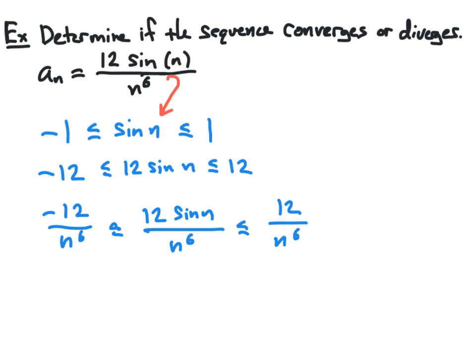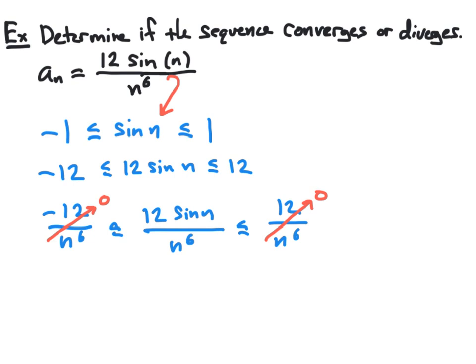And now we want to compute the limit as n goes to infinity of our first and last terms. On our first term, we have a constant negative 12 over n to the 6th. And as n gets larger and larger and larger, this term will get closer and closer to 0. The same applies for 12 over n to the 6th. As n gets large, n to the 6th gets large in the denominator, and so we have 12 over a larger and larger number, and those approach 0.